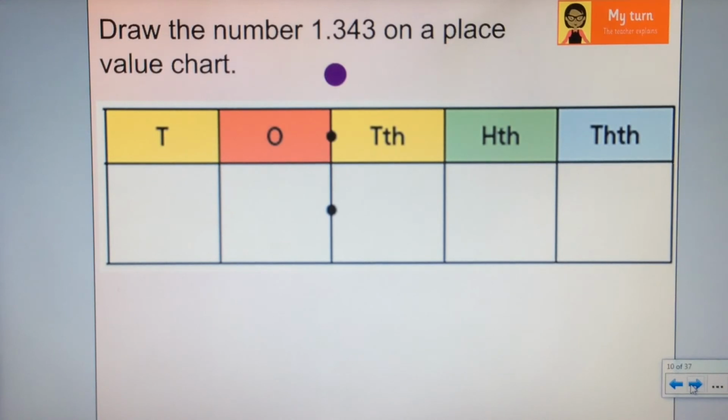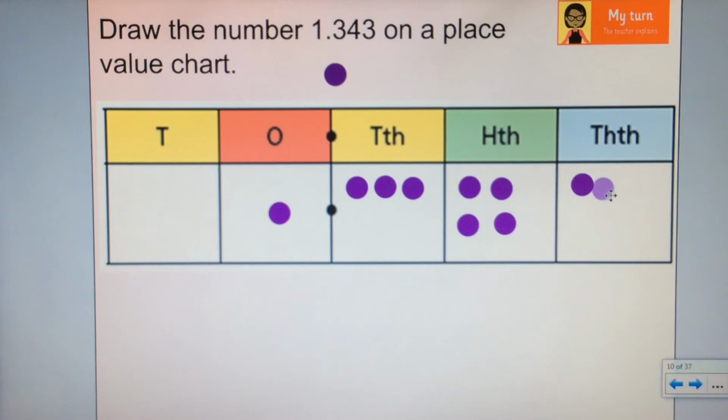This question is asking me to draw a number on a place value chart, so I'm going to use counters to show the number. The number is 1.343, so I need to match up my decimal point to here and then think, how many ones is it? And I can see I've got 1 one. 3 tenths, because that's the column after my decimal point. 1, 2, 3. Next column, 4 hundredths. 1, 2, 3, 4. And the next column, the thousandths column, 1, 2, 3. Let's check. 1.343.